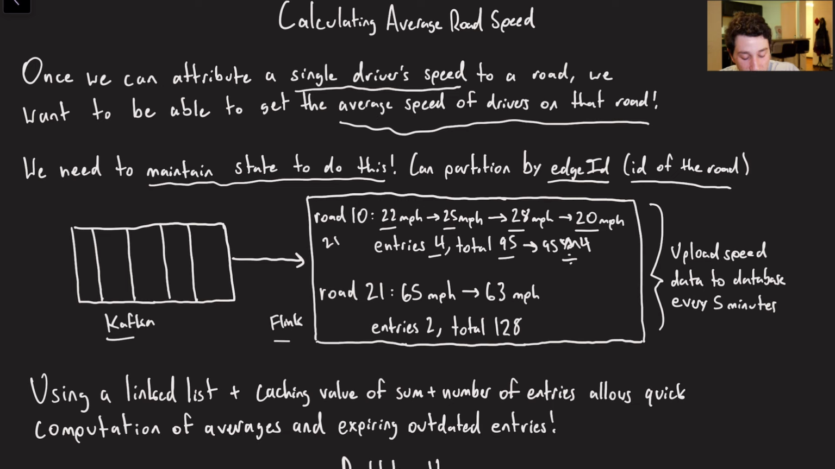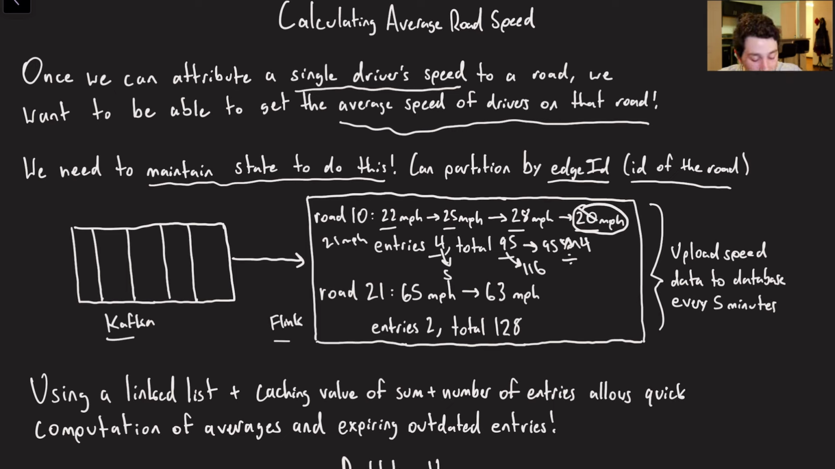And so the point here is that you can quickly compute the average when a new entry comes in. Let's say 21 miles an hour comes in. Then we would say entries is now 5. The total is now going to be 116. And then if we needed to compute the average, we could quickly do so.